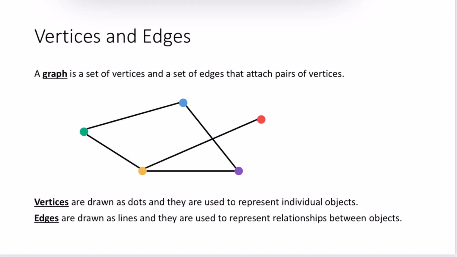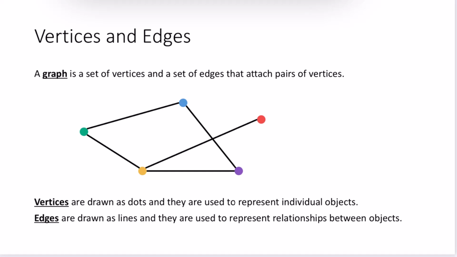And then edges are drawn as lines that attach pairs of vertices together, and they're used to represent relationships between the objects. So for example, if your vertices were representing cities, maybe the edges would represent whether or not there's a road between the cities. Or if your vertices represented people, maybe the edges could represent friendships between people.